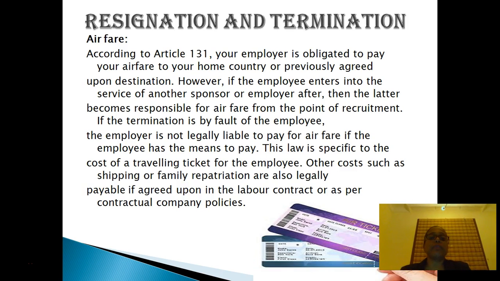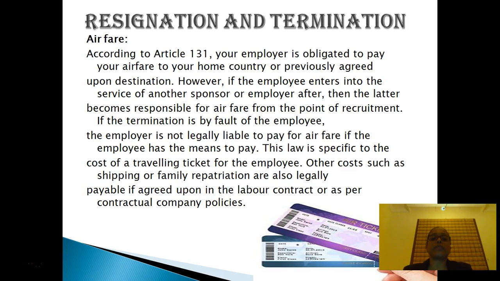Airfare. In accordance with Article 131, your employer is obligated to pay your airfare to your home country or previously agreed upon destination. However, if the employee enters into the service of another sponsor or employer after, then the latter becomes responsible for airfare from the point of recruitment.